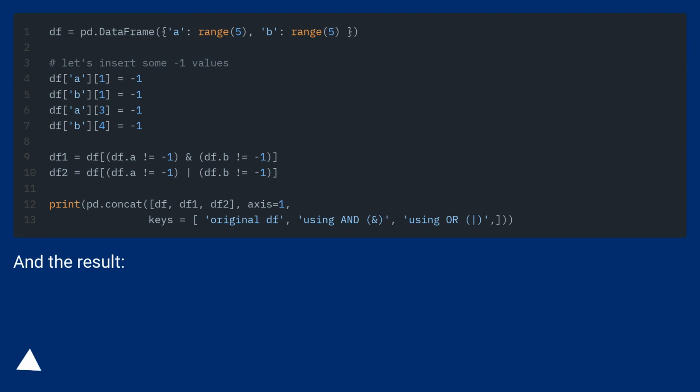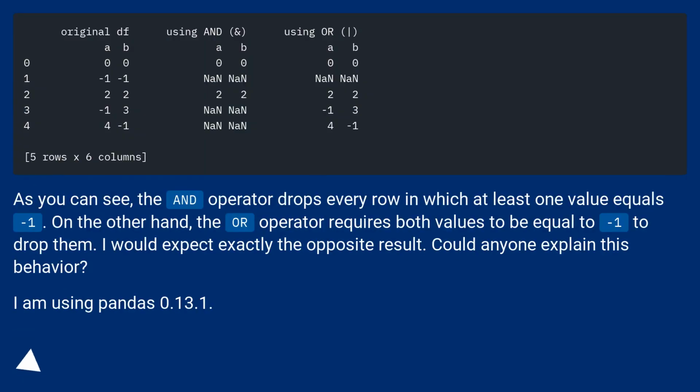And the result. As you can see, the AND operator drops every row in which at least one value equals -1. On the other hand, the OR operator requires both values to be equal to -1 to drop them. I would expect exactly the opposite result. Could anyone explain this behavior? I am using pandas 0.13.1.